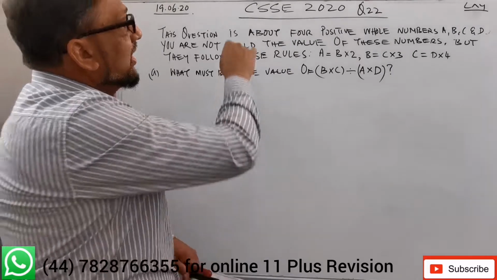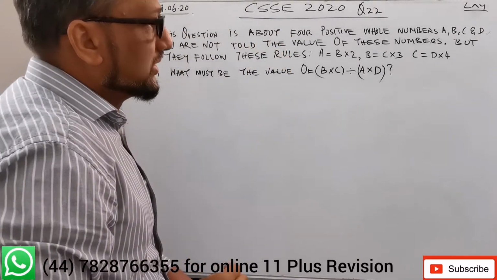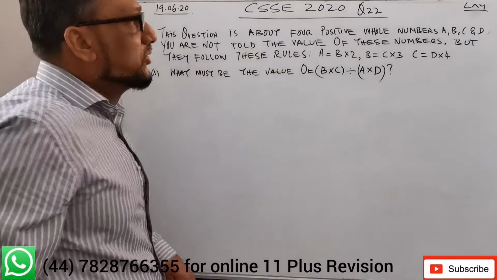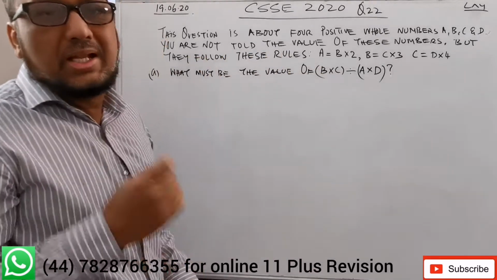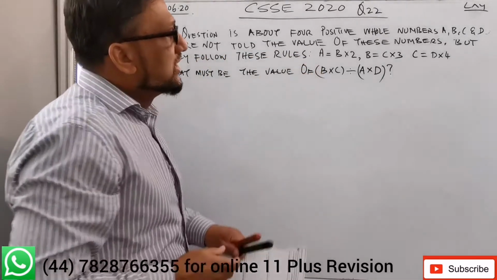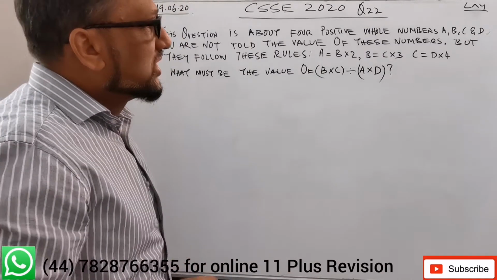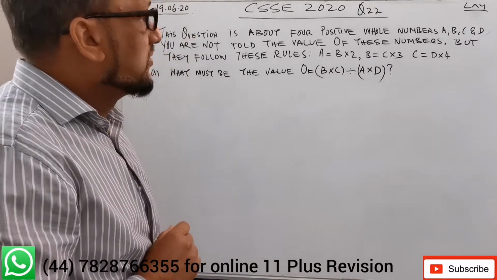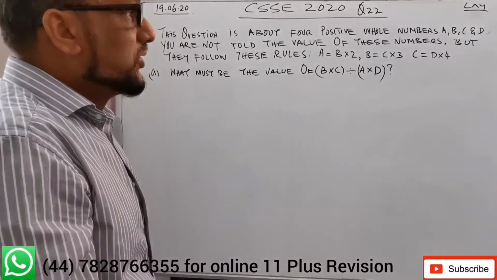It says, the question is about four positive whole numbers A, B, C and D. You are not told the values of these numbers, but they follow these rules: A equal to B times 2, B equal to C times 3, C equal to D times 4. So these are the rules they're given. They are not giving the values.